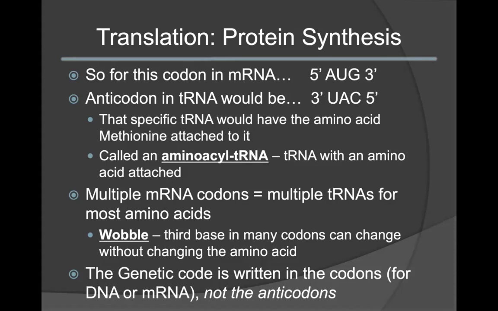This specific tRNA would have the corresponding amino acid, in this case, methionine, attached to it. Note that methionine in the codon chart refers to the codon AUG. Once again, you have to use your mRNA for the codon chart. We cannot use a tRNA.